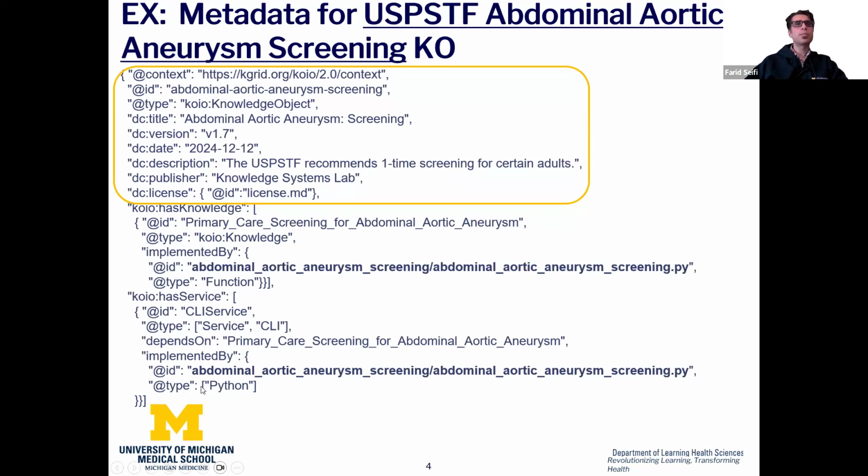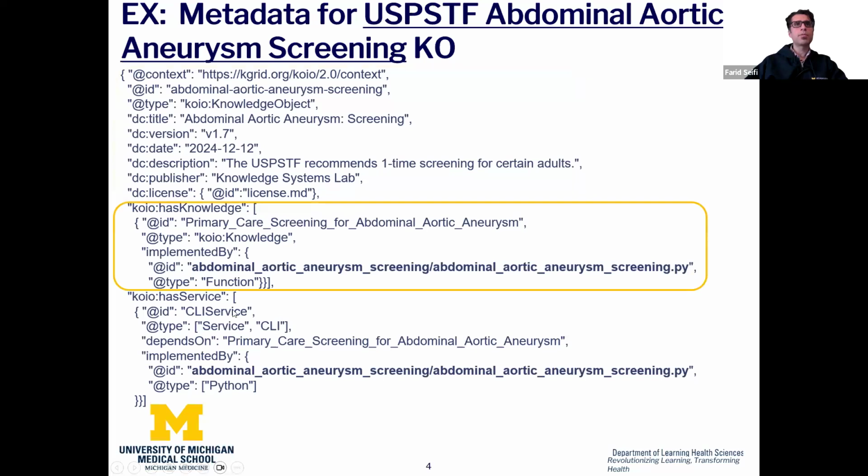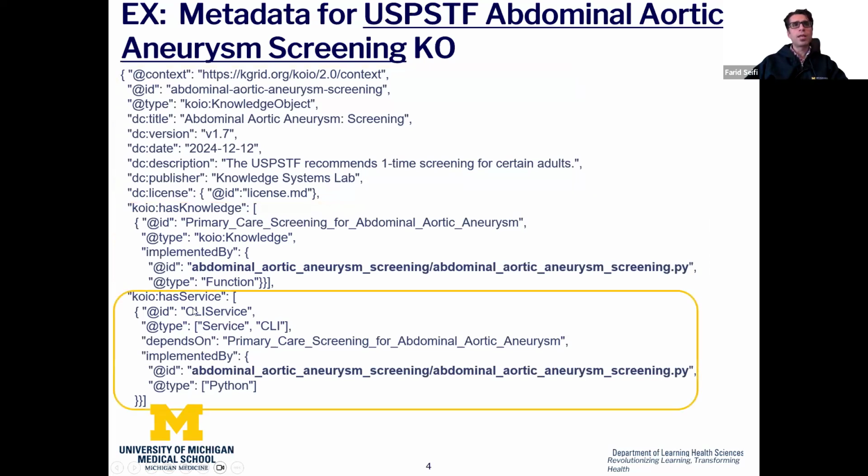The next section is a more technical section of the metadata. In this example, we have one piece of knowledge defined for this knowledge object, and this knowledge has its own ID. It's typed as knowledge, and it points to the implementation of the knowledge. The next section adds a service to this knowledge object. It has its own ID. It's typed as service. It shows which pieces of knowledge it depends on, which is the knowledge defined at the top. And it also points to the implementation of the service.